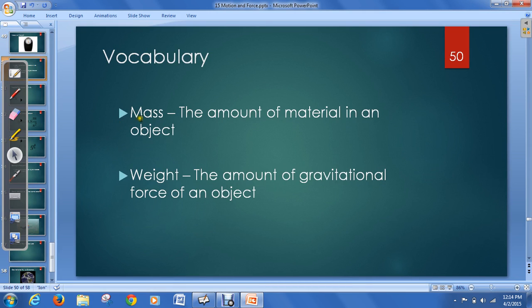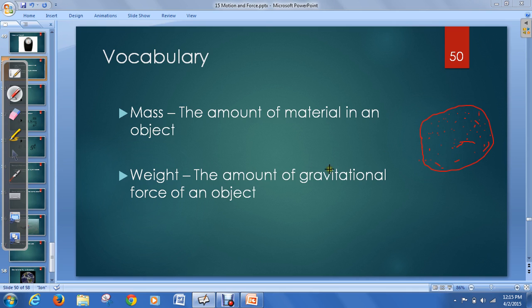The mass is the amount of material in an object, whereas the weight is the amount of gravitational force of an object. Let's say I have a random object over here. The mass is literally describing the number of atoms in this object. If I took all the atoms in this object and looked at how many there were, the mass would describe in some way how much material I have. It's usually measured in kilograms, but it's describing the amount of material in that object.